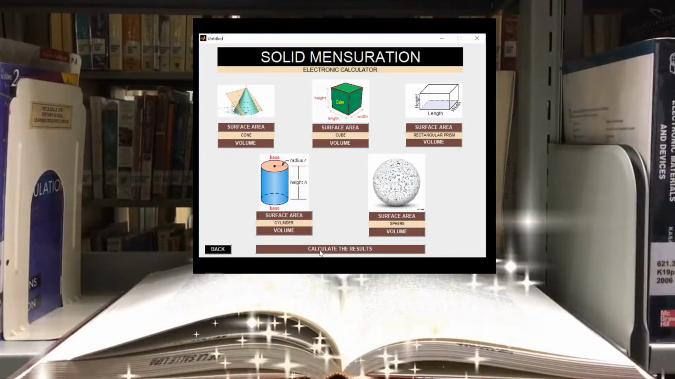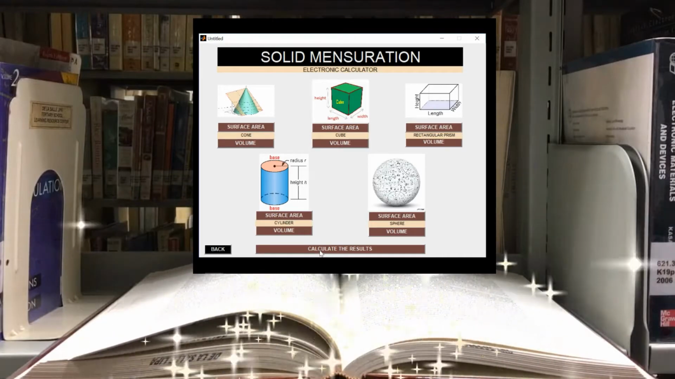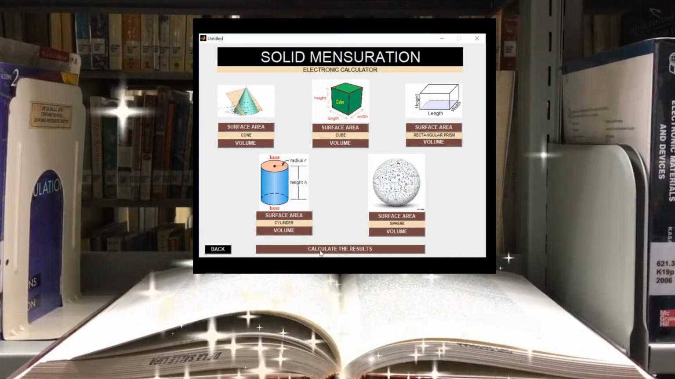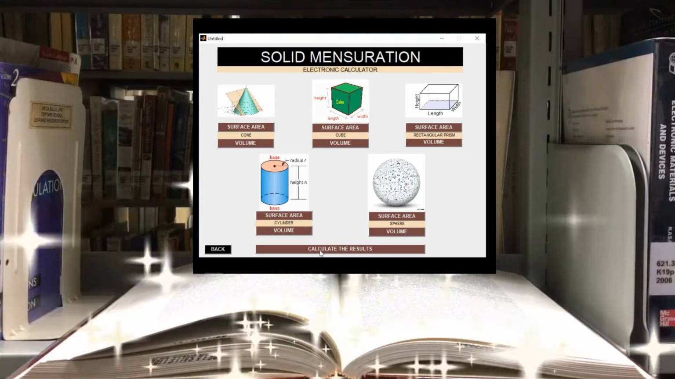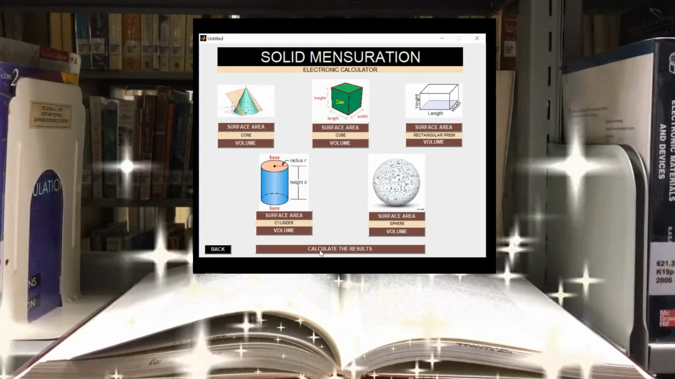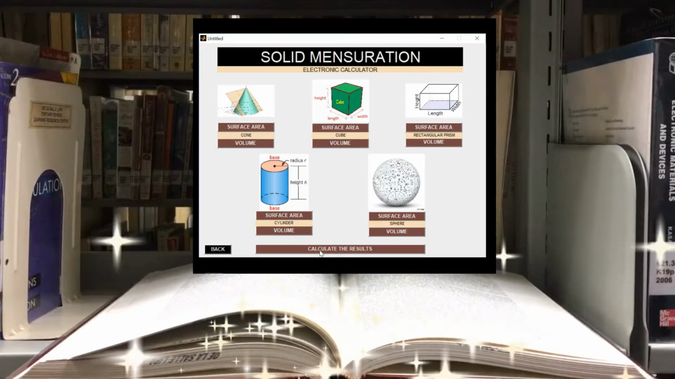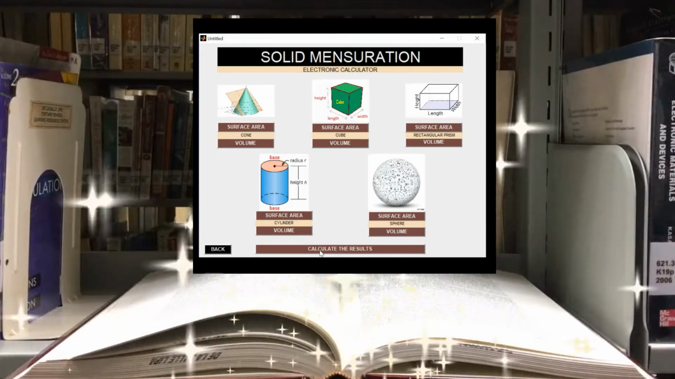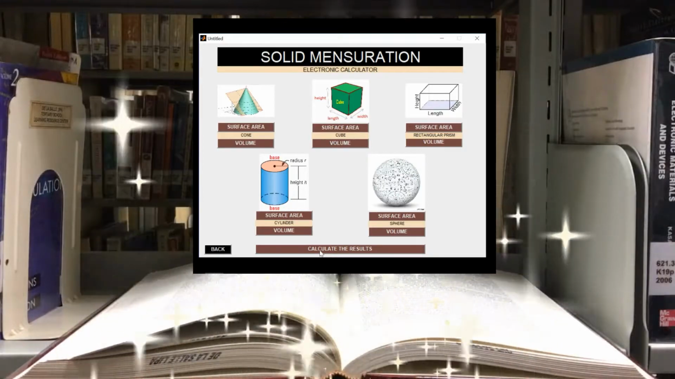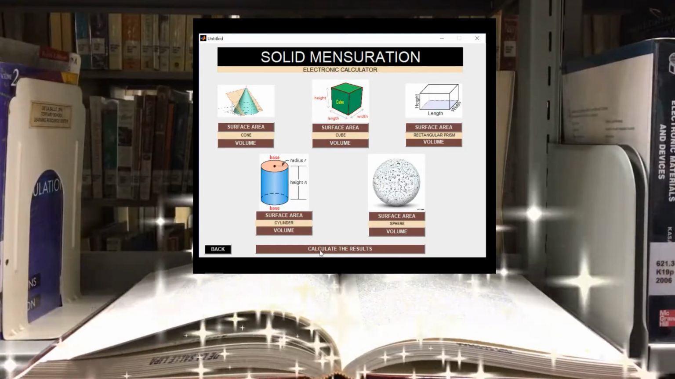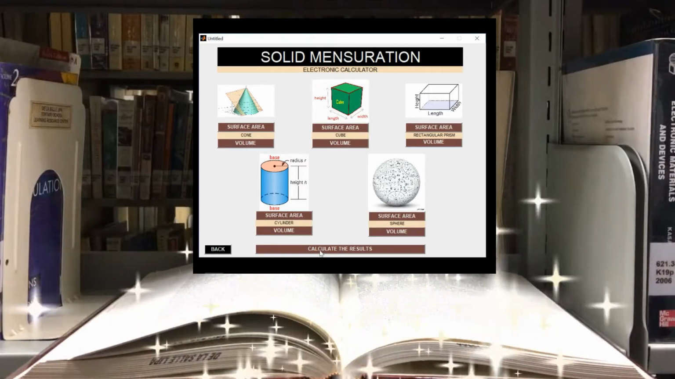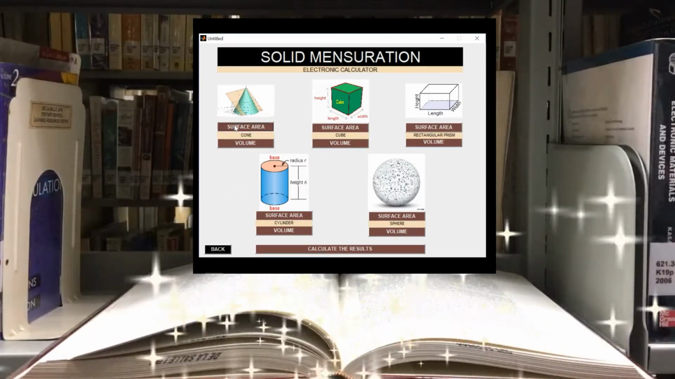We have here 5 different solid shapes: the cone, cube, rectangular prism, cylinder, and the sphere. And most especially, each shape offers 2 different choices. First is the surface area, and the other one is the volume. Later on, we're going to try both of the 2 and then restore all the values that we computed. So let's try this first. The surface area for the cone.